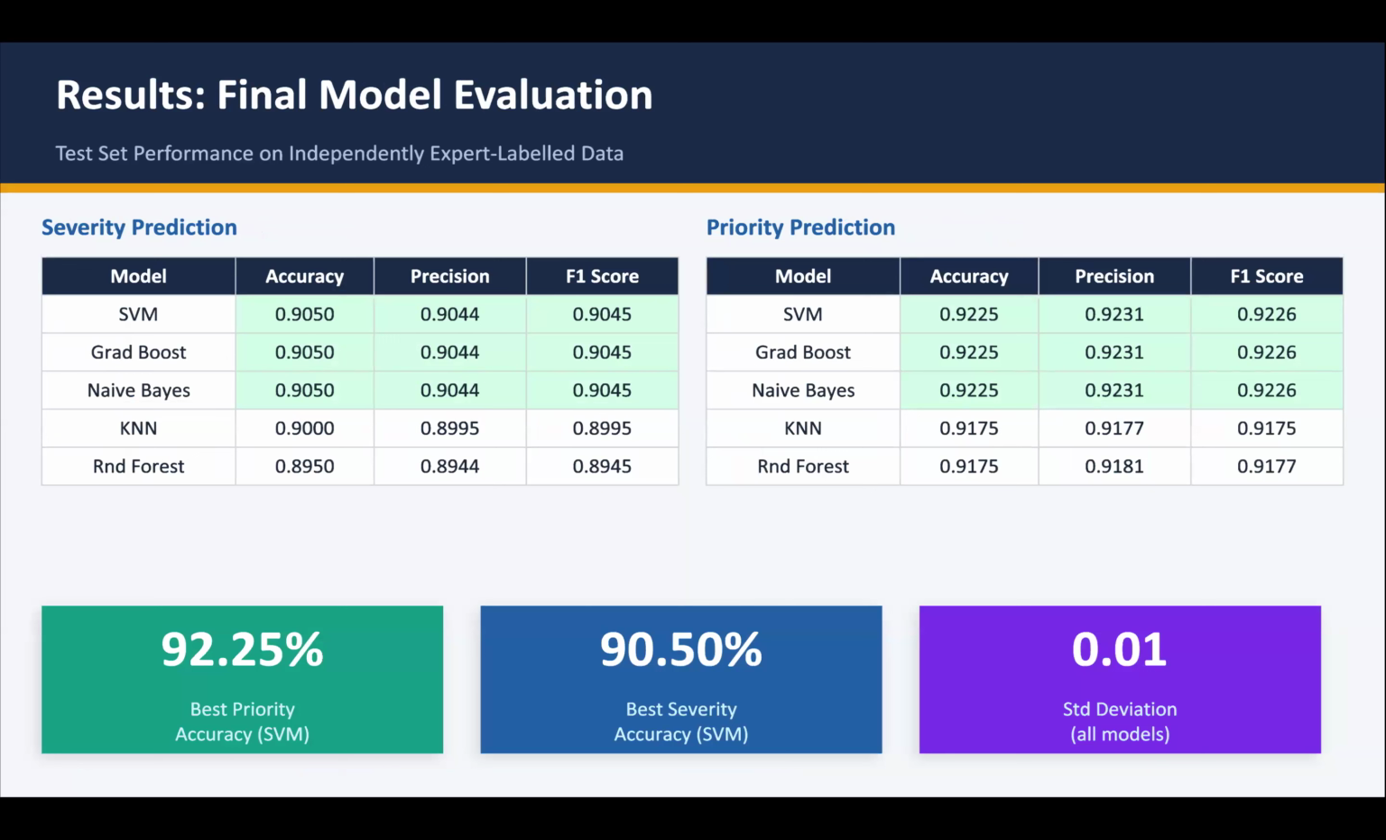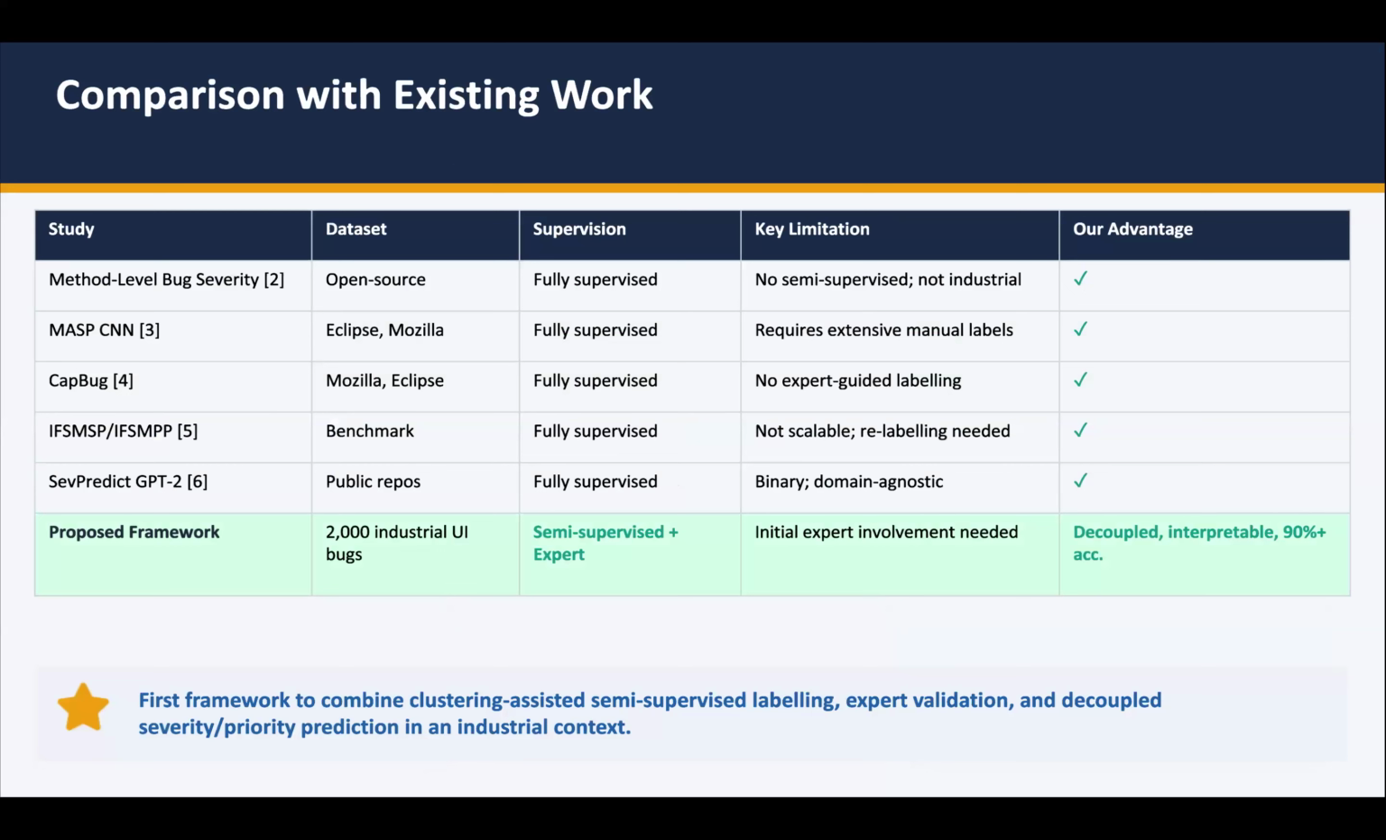So these three numbers summarize the contribution: 92.25% best priority accuracy, 90.5% best severity accuracy, and a standard deviation of just 0.01. Consistently stable performance. So how does this compare to what's already out there? The comparison with existing works.